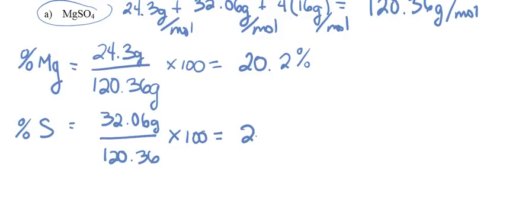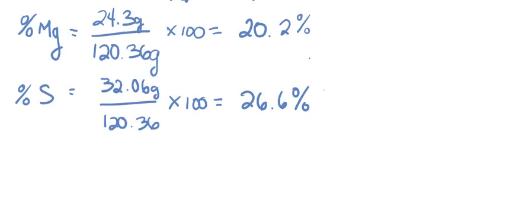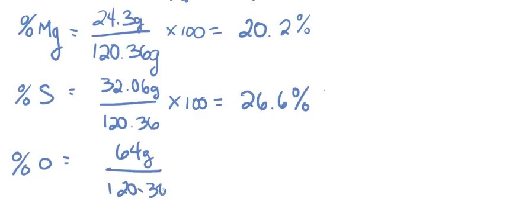That gives 26.6%. And if you know that the oxygen is the last element, you can add these two together and subtract from 100%, and you should get the same answer as what I'm about to show you. We said the total mass of the oxygen, 4 times 16, is 64. So the percent by mass of oxygen is 64 grams divided by 120.36, times 100, sorry.